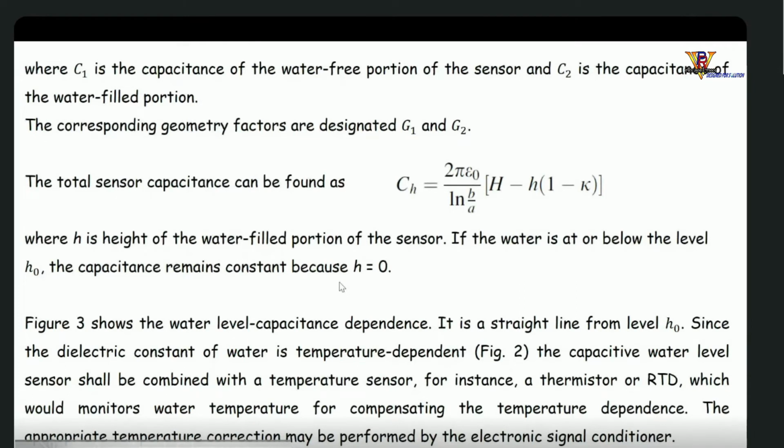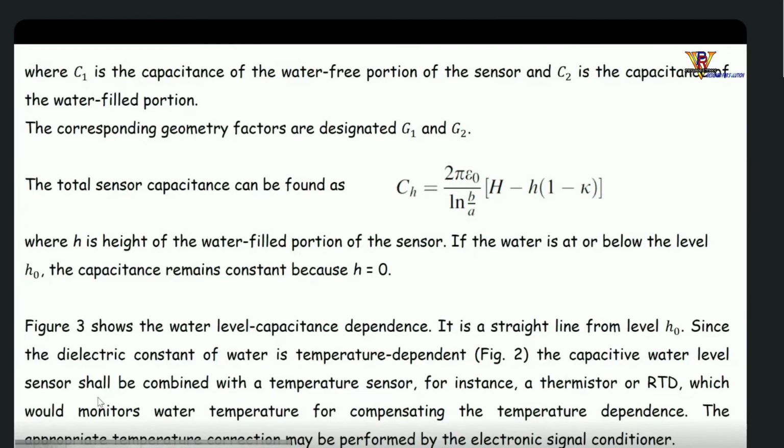Since the dielectric constant of water is temperature dependent, as we have seen in an earlier figure, the capacitive water level sensor shall be combined with a temperature sensor, for example, a thermistor or resistance temperature dependent device (RTD), which would monitor water temperature for compensating the temperature dependence. The appropriate temperature correction may be performed by the electrical signal conditioner. What is the meaning of this?